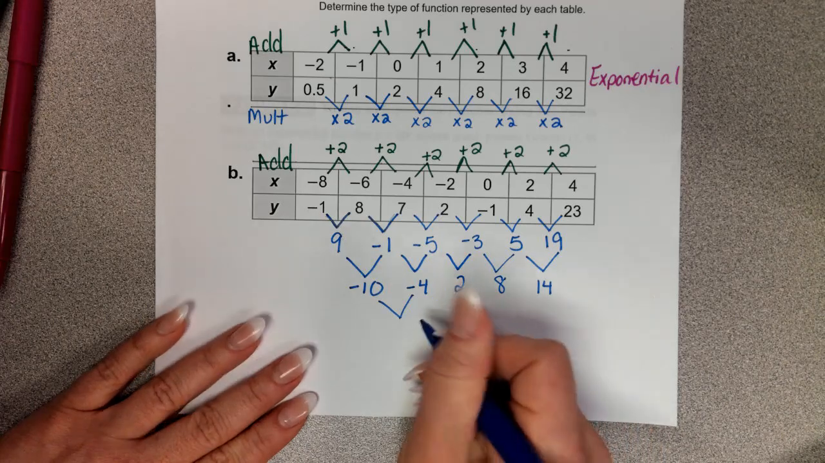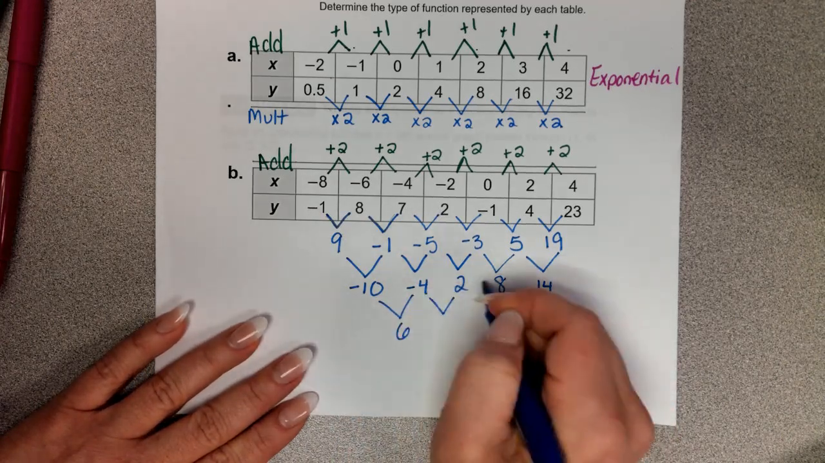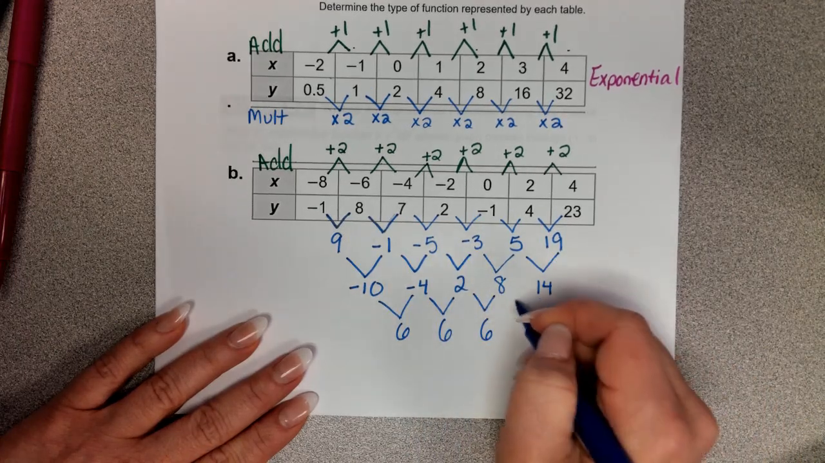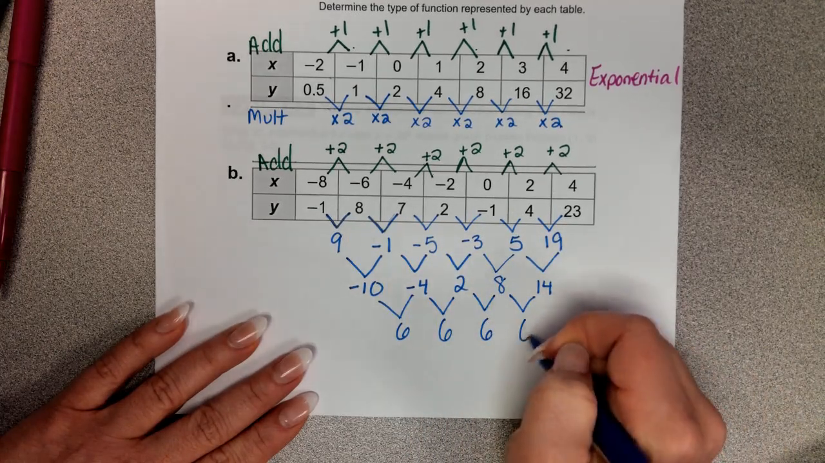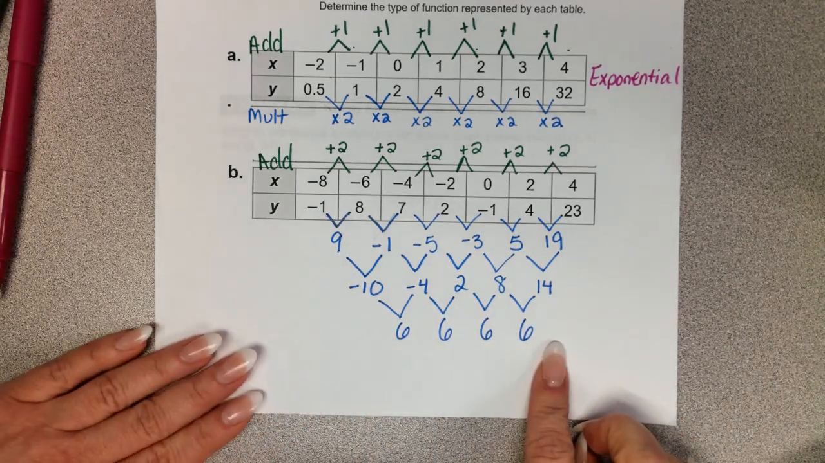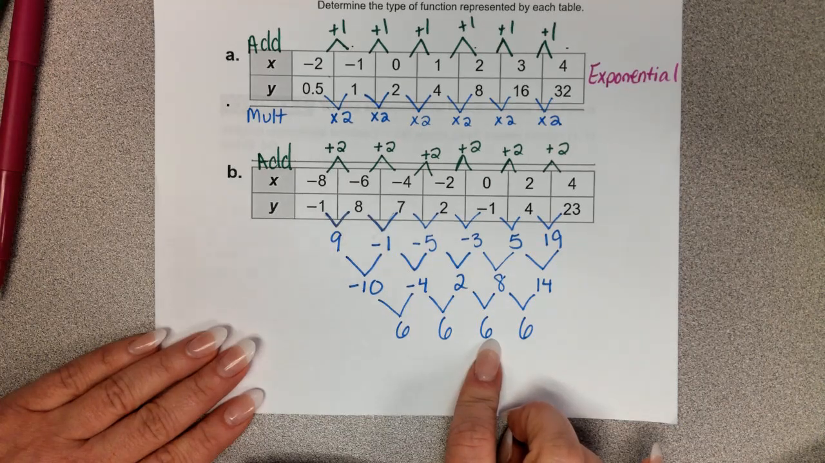I would have here, so negative 10 to negative 4, I would add 6. Negative 4 to positive 2, I'd add 6. 2 to 8, I add 6. 8 to 14, I add 6. Now I have a common addition value. So this is called your common difference right here.